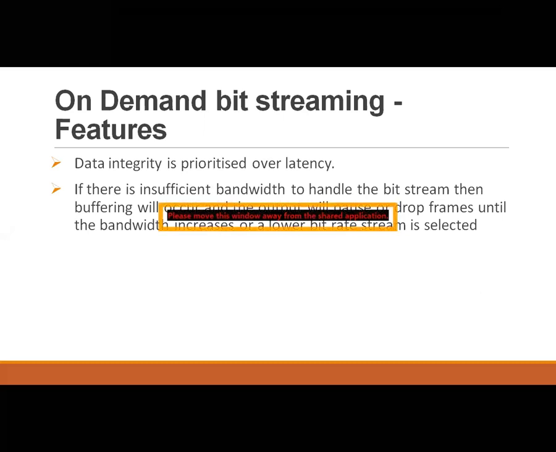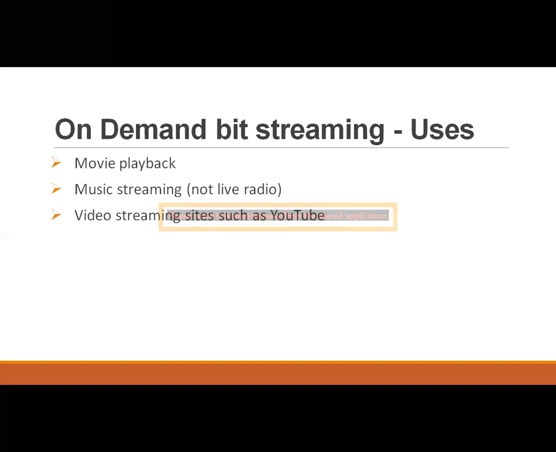In on-demand bit streaming, if there is insufficient bandwidth, as I was telling you earlier, the buffering will happen. The video will start to download in the buffer, and when the buffer has sufficient data to play, it will start playing. Media playback, music streaming, and video streaming such as YouTube and other sites can be used as examples of on-demand bit streaming.